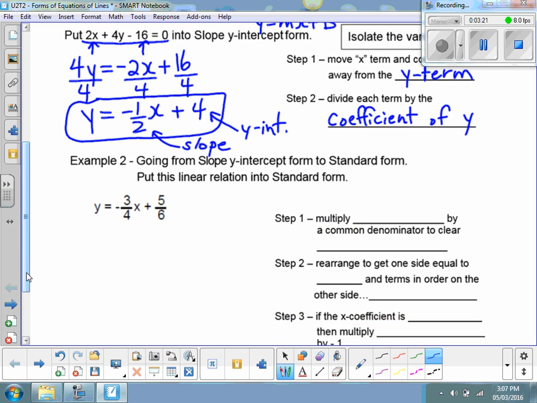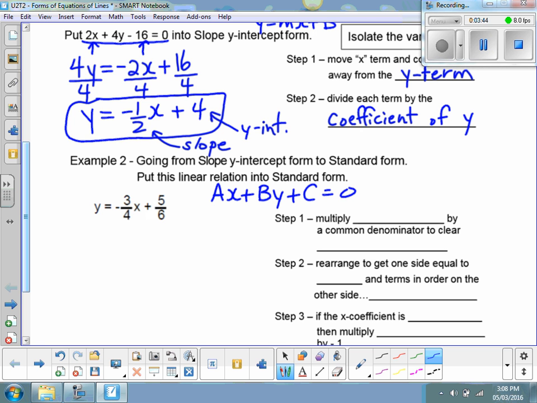All right, now we're going to go backwards. We're going to go from slope y-intercept form to standard form. So you can see we've got our equation here that is in slope y-intercept form. We need to make it look like this, so we need to put it in standard form.